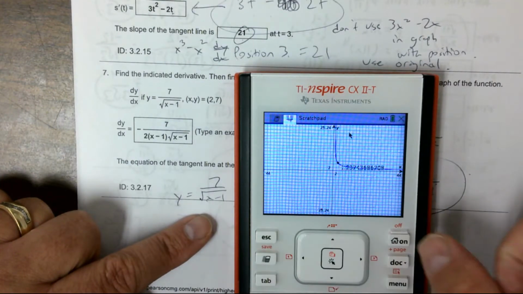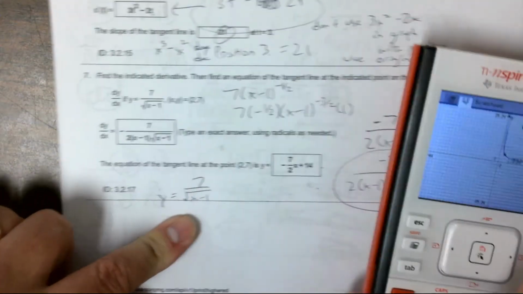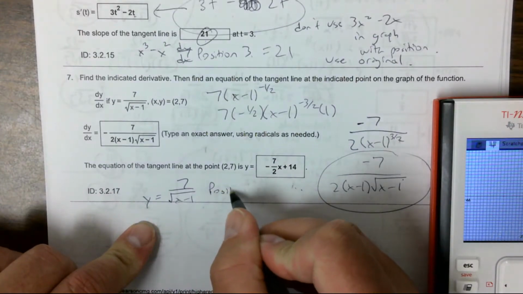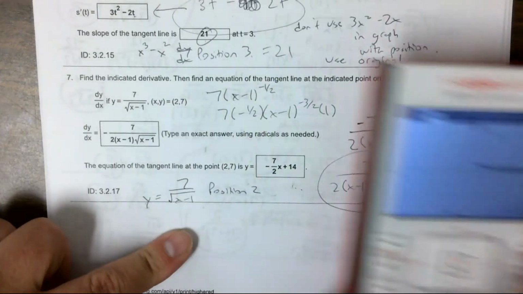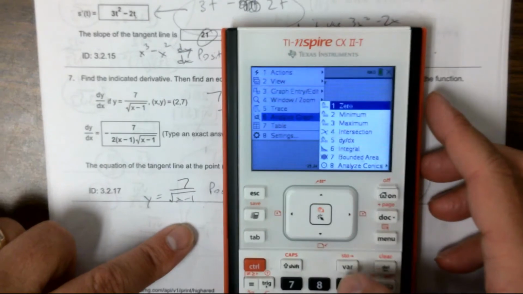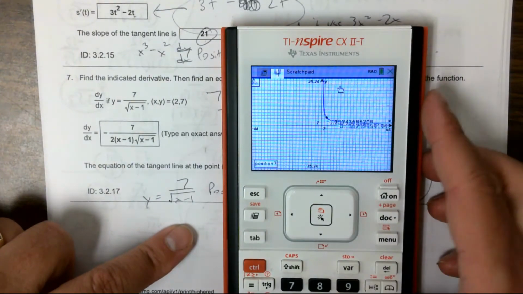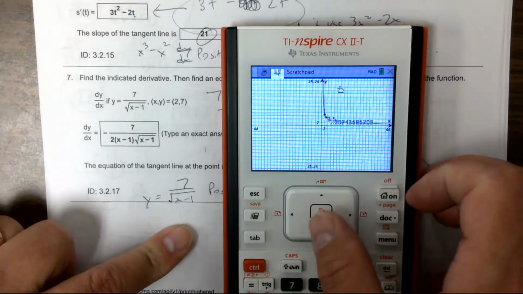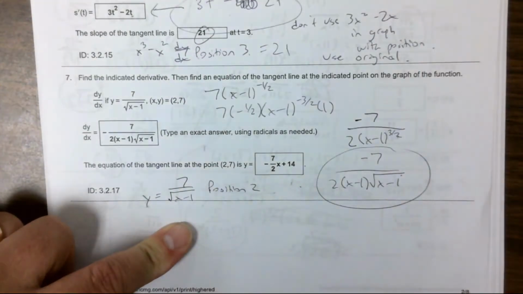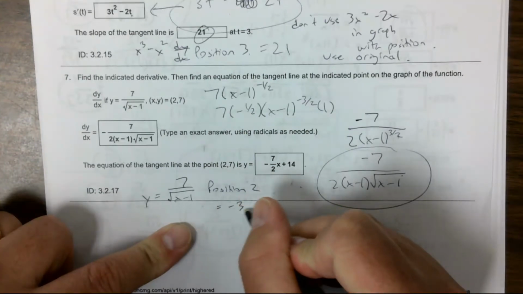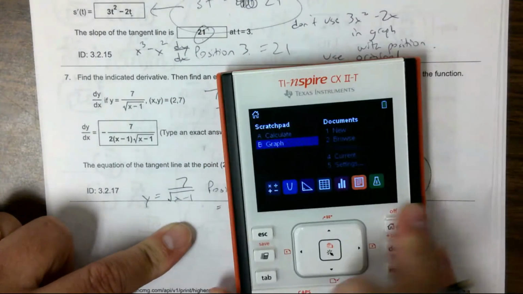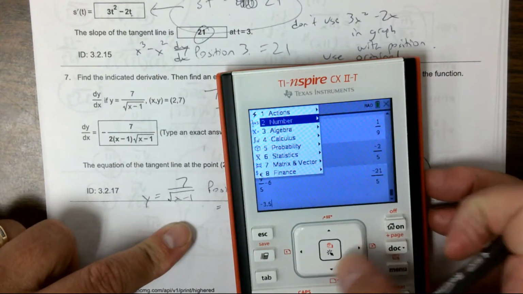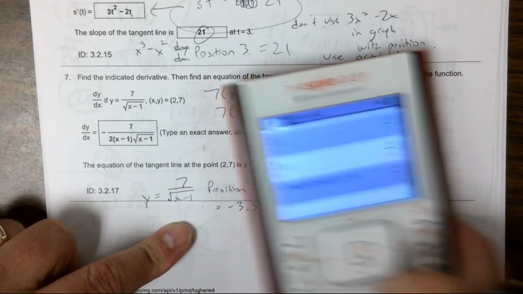So now what we want is position 2. So menu, analyze, dy dx, position 2. That gives me negative 3.5. And then if you go over here, negative 3.5, menu number fraction, that's negative 7 halves.